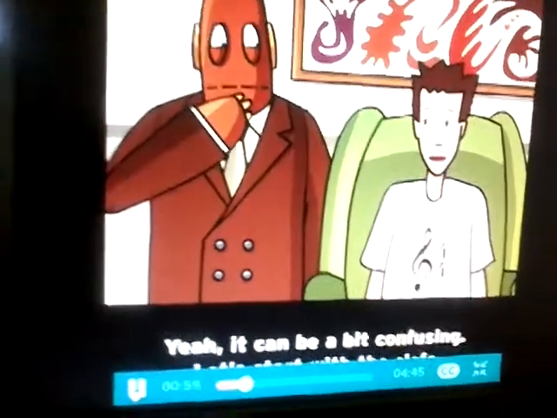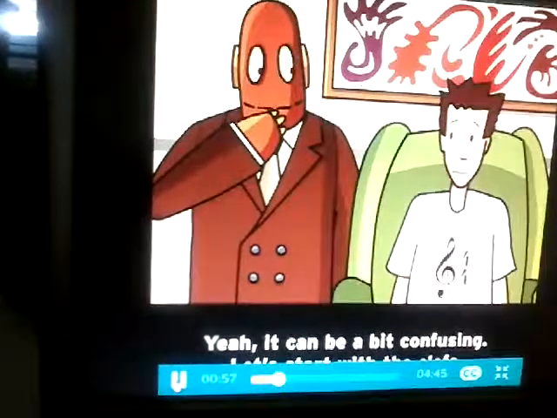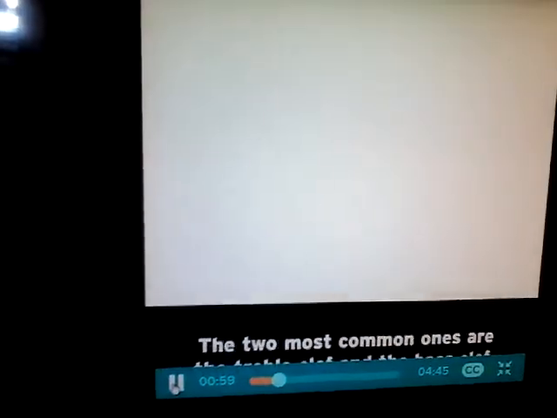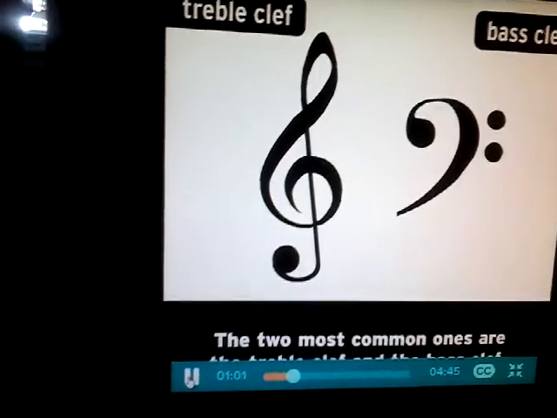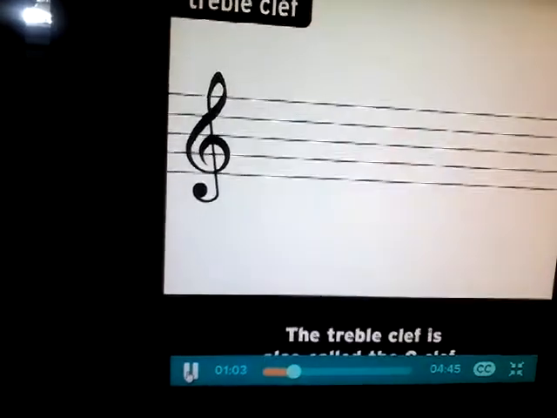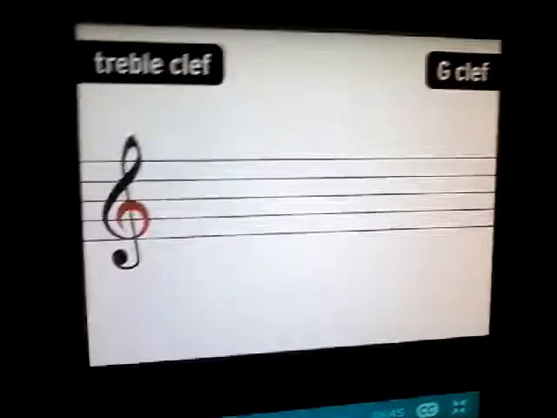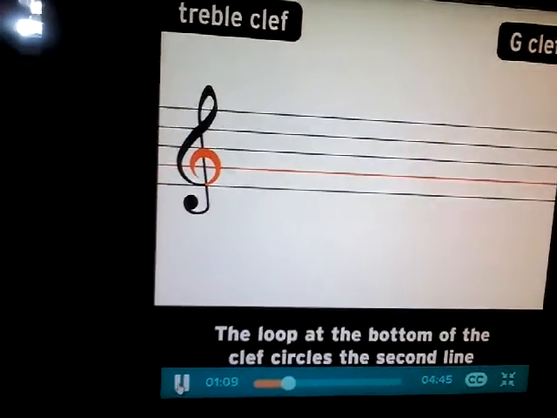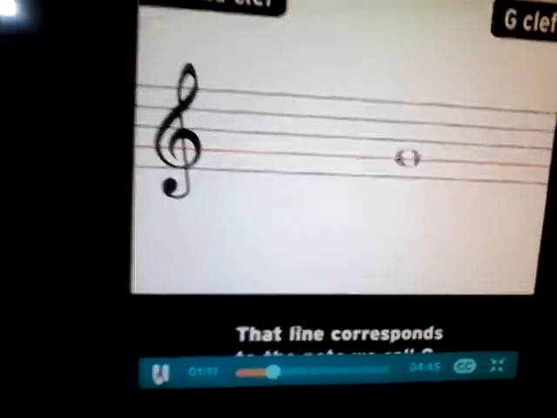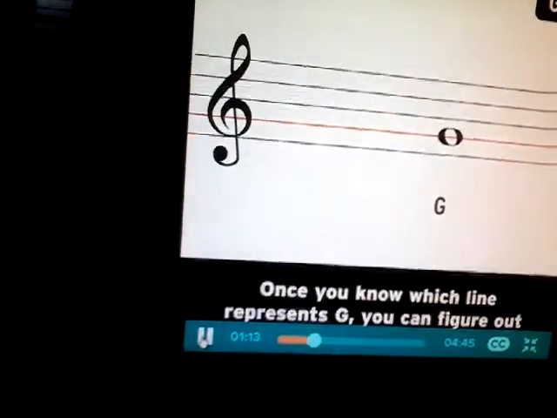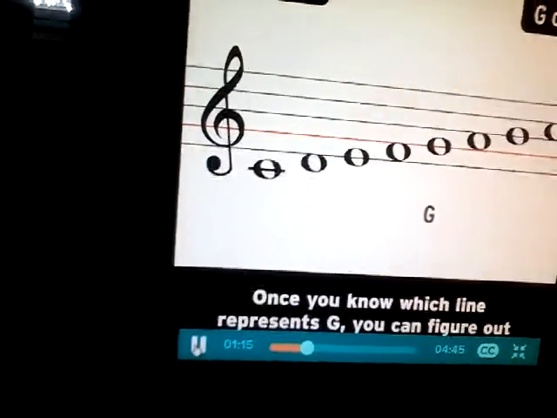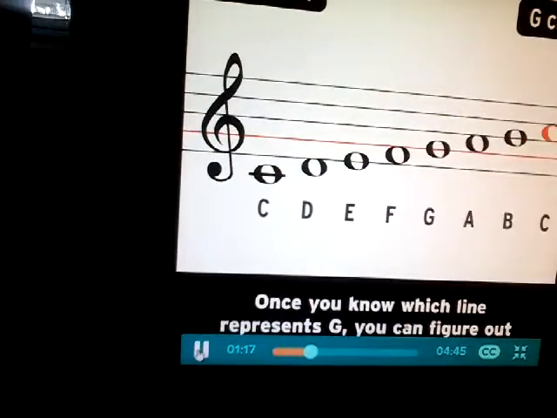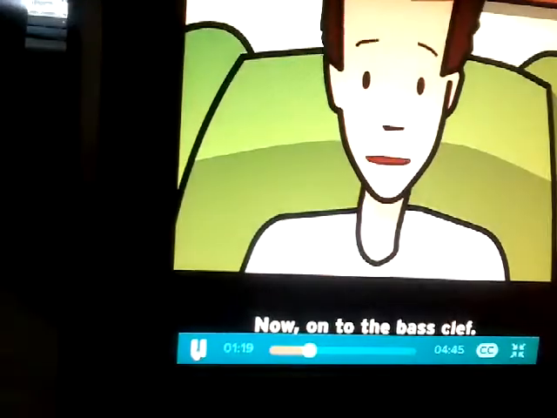Yeah, it can be a bit confusing. Let's start with the clefs. The two most common ones are the treble clef and the bass clef. The treble clef is also called the G clef. The loop at the bottom of the clef circles the second line from the bottom of the staff. That line corresponds to the note we call G. Once you know which line represents G, you can figure out the positions of all the other notes. Now, onto the bass clef.